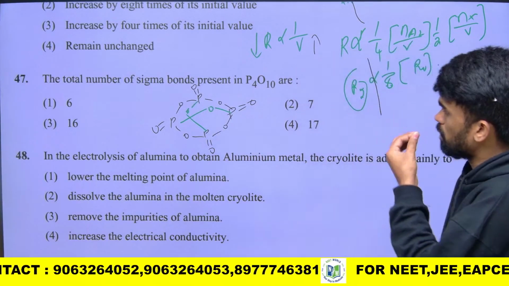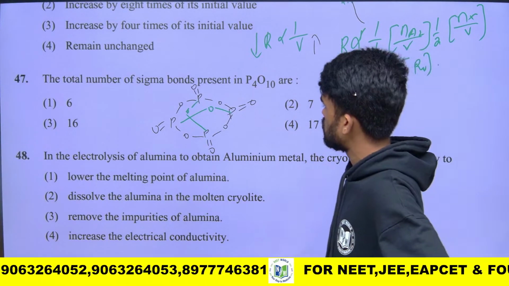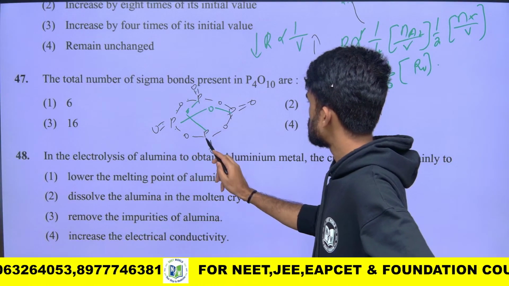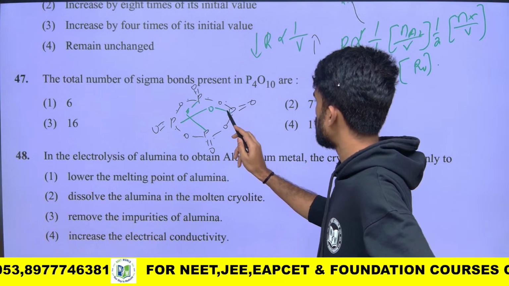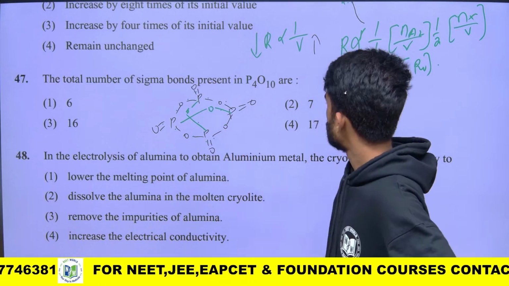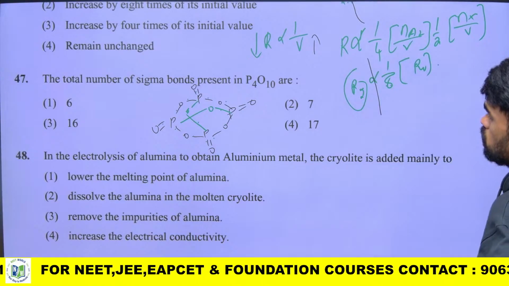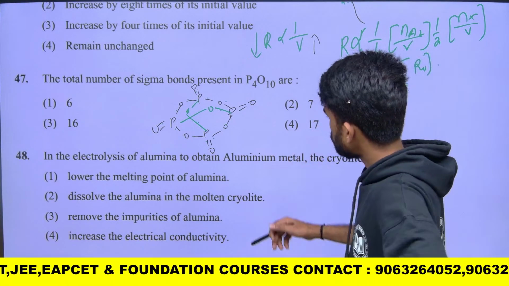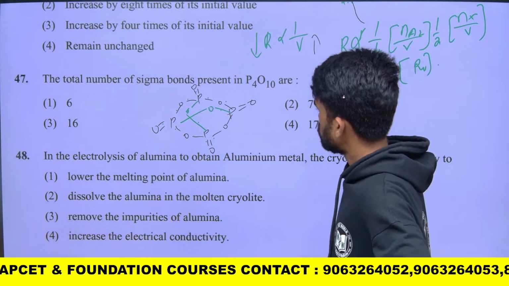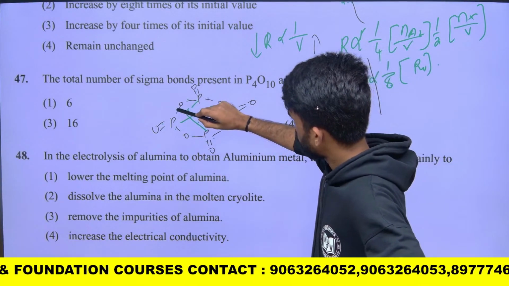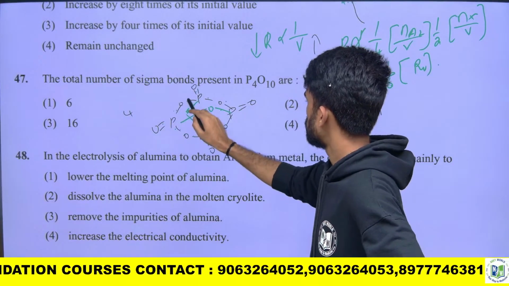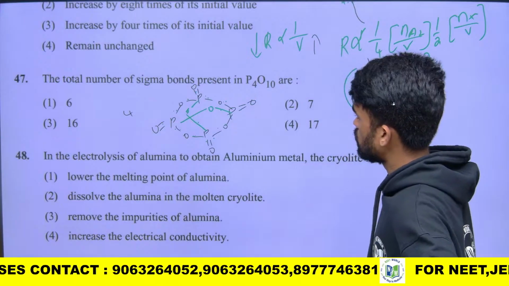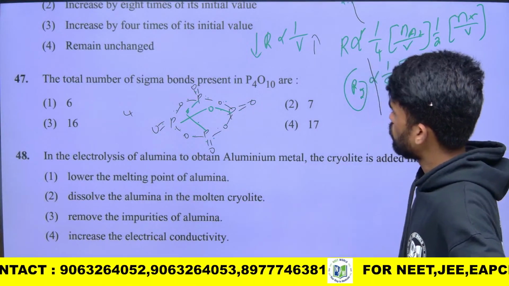So now count the number of sigma bonds. 1, 2, 3, 4, 5, 6, 7, 8, 9, 10, 11, 12, 13, 14. So do we have any option like that? No. So the total number of sigma bonds present, okay, once again look into this. 4 outside. Okay, 5, 6, 7, 8, 9, 10. So 10, 14 is not there. So I think we are okay.